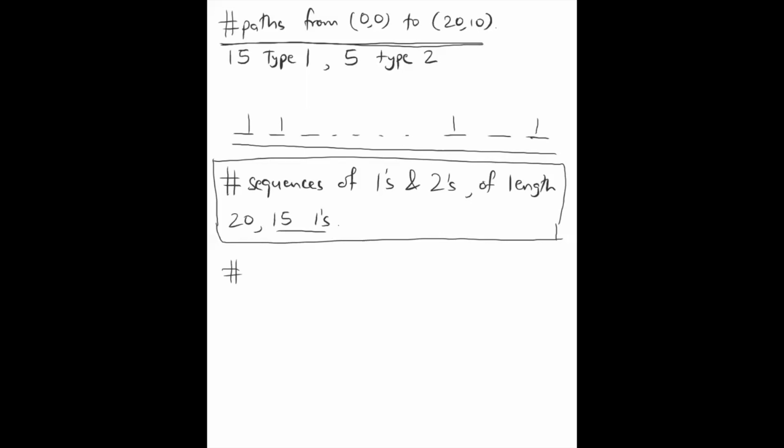it is really the same as the number of ways of selecting 15 spots out of 20 spots. And notice that we know how to do this, because it's just a difference of language.